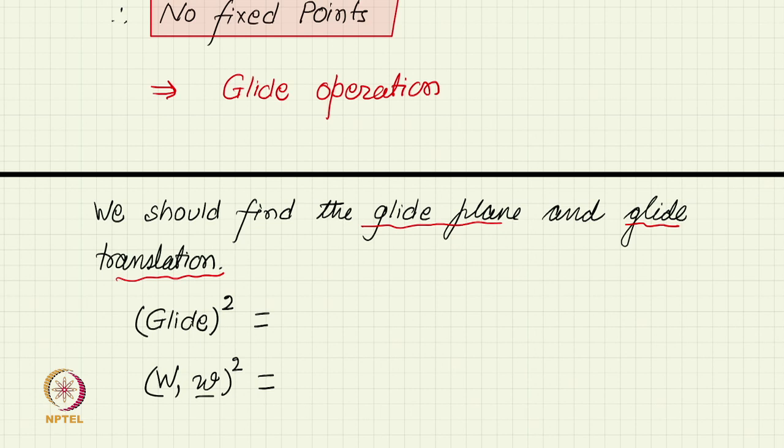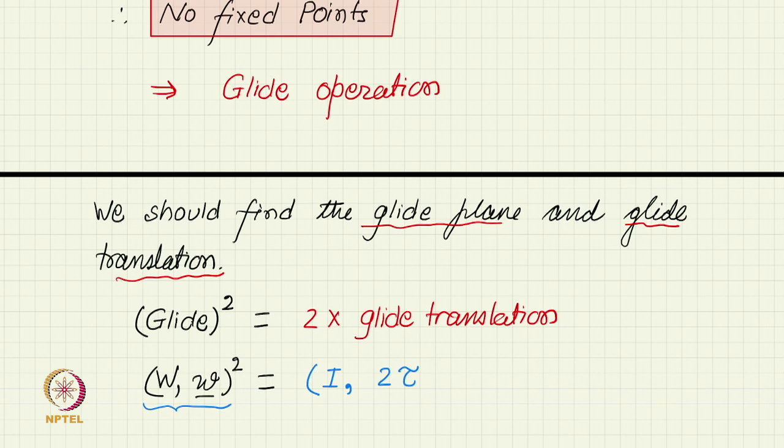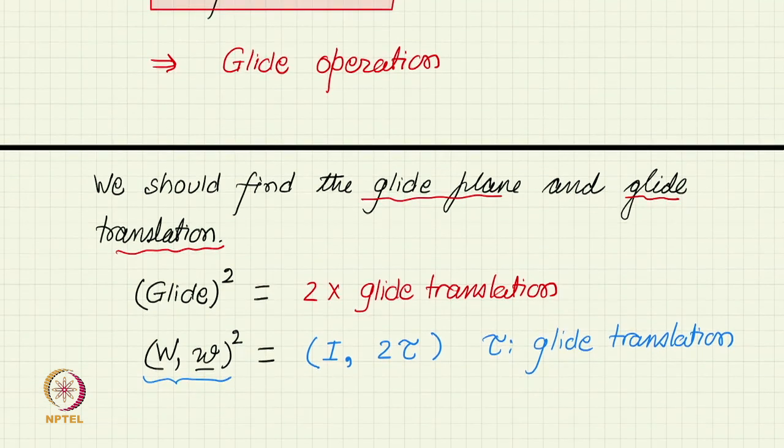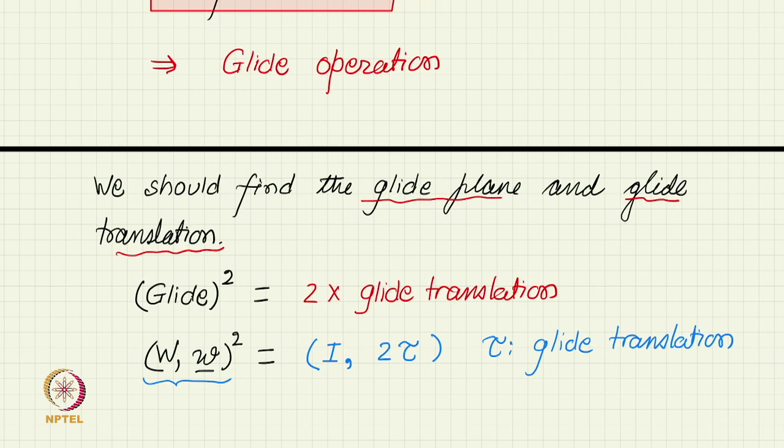So, the square of the glide is nothing but 2 times the glide translation. If we write it in terms of the matrix column pair, then the square of this operator should give you just a pure translation. The matrix part, or linear part, should be identity and the translation part should be 2 times the glide translation, where I am using tau for the glide translation. Now that we have identified that our operation is a glide, all I have to do is square it, look at the translation part of the squared operator, and divide that translation part by 2 to get my glide translation.